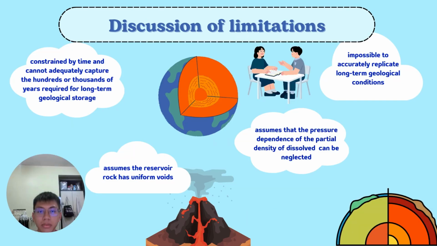The physical laboratory experiments used are limited because they are constrained by time and cannot adequately capture the hundreds of thousands of years required for long-term carbon dioxide geological storage. Additionally, the simulation uses the Kozeny-Carman equation to calculate changes in reservoir permeability based on porosity, which assumes the reservoir rock has uniform voids, which ignores changes in rock particle size, bending degree, and reaction surface area, assuming these factors have no effect on permeability.